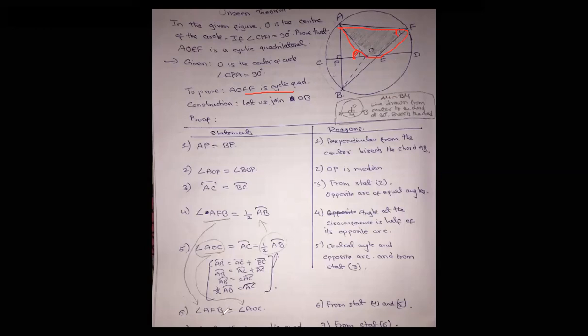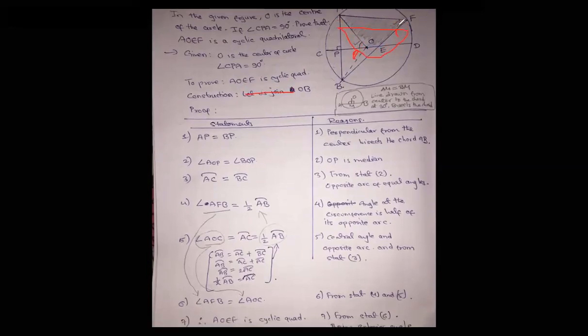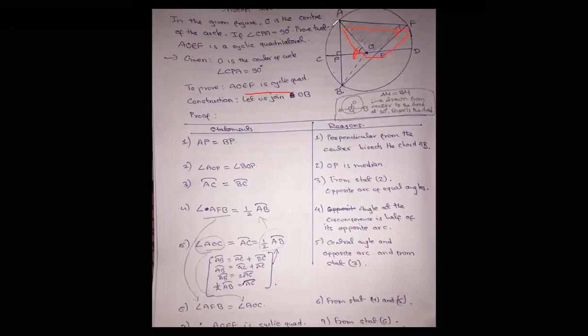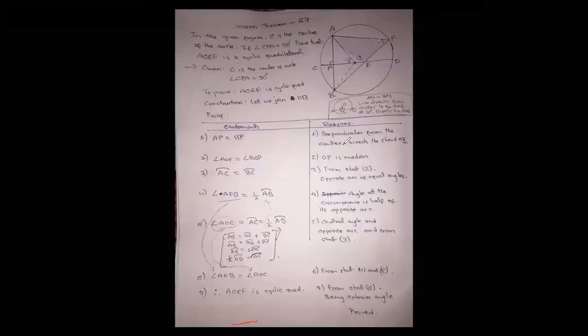And if they are equal, then what we can say, they are cyclic quadrilateral. So in number 6, we have proved that this angle and this angle are equal to each other. So if they are equal to each other, then we can say that they are cyclic quadrilateral. So why are they cyclic quadrilateral? Because from statement 6, being exterior angle. So in this way we can prove this theorem. Theorem number 27 also we can prove in this way. It is not so difficult. We need a little bit of practice, so we can do everything very easily.